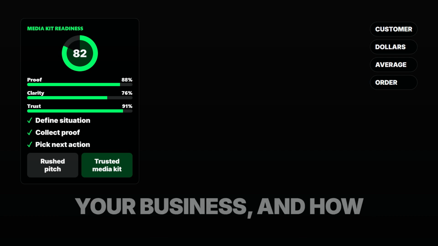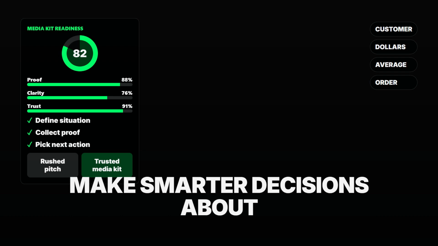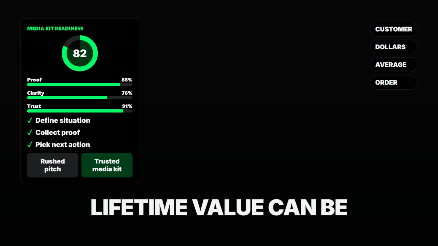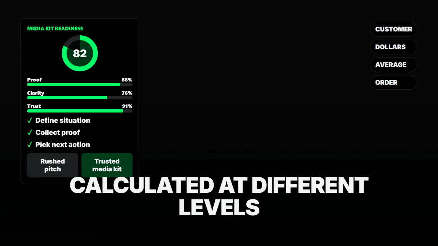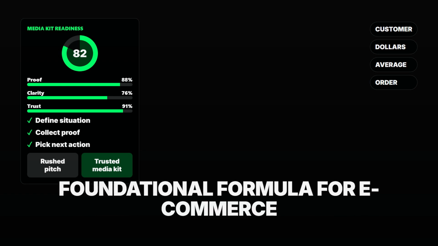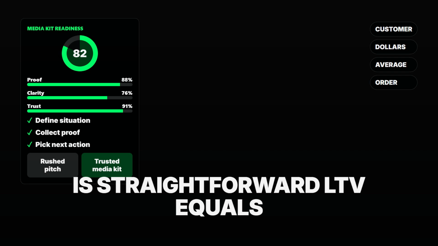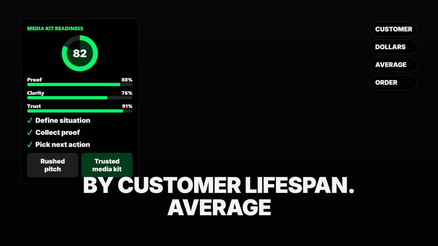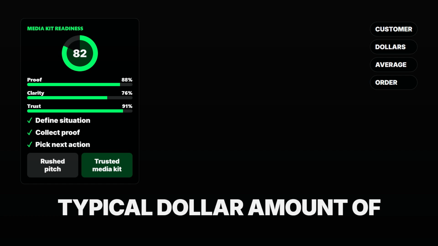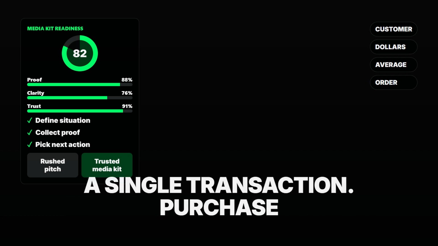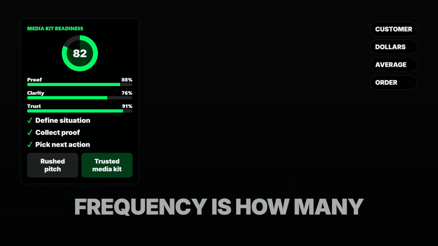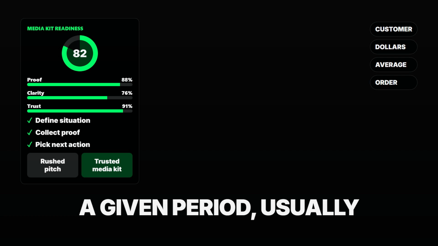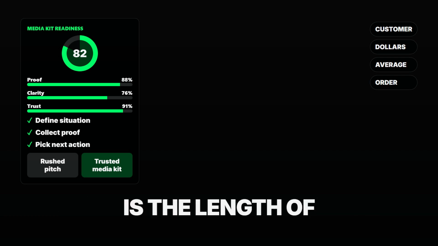Customer lifetime value can be calculated at different levels of sophistication, but the foundational formula for e-commerce is straightforward: LTV equals average order value multiplied by purchase frequency multiplied by customer lifespan. Average order value is the typical dollar amount of a single transaction. Purchase frequency is how many times the average customer buys from you within a given period, usually a year. Customer lifespan is the length of time, measured in years, that the average customer remains active, meaning they continue to make at least one purchase per year.